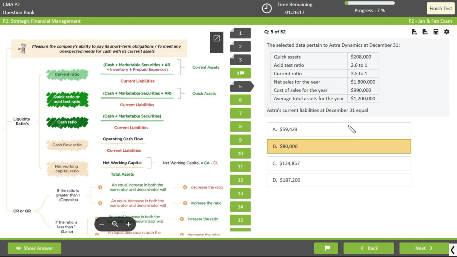Now question number 5 and question number 6 are the same, but here they need the inventory balance. In here we found out the current liabilities is 80,000. So let us plug in the current liabilities first. The current liabilities is 80,000.